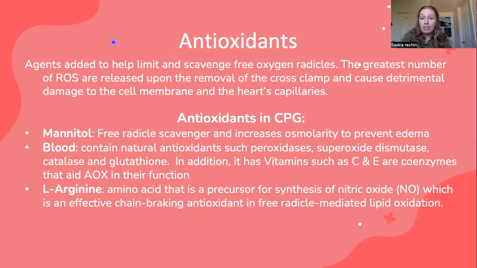Next, we have antioxidants. As we talked about before, antioxidants need normal pH to mediate and reduce the damage caused by reactive oxygen species. So by increasing antioxidant concentration, and by trying to use buffers, ideally, you can not only normalize pH quickly, but also have an increased concentration of antioxidants to limit and control reactive oxygen species damage. Some of these antioxidants are going to be mainly mannitol. Blood also has antioxidants naturally occurring. And then L-arginine is an amino acid that's a precursor for nitric oxide, which we know is a very effective antioxidant as well.